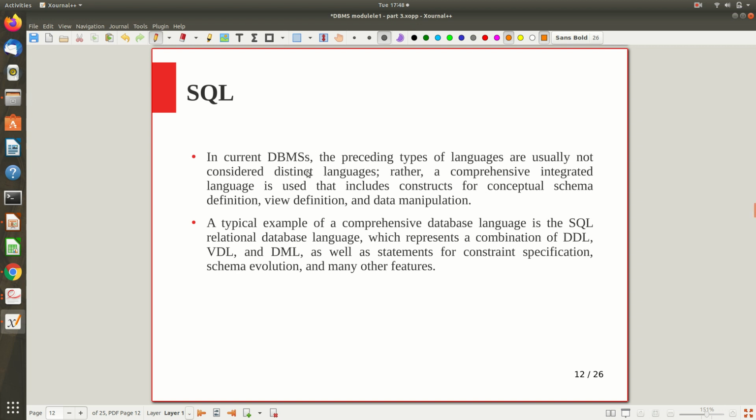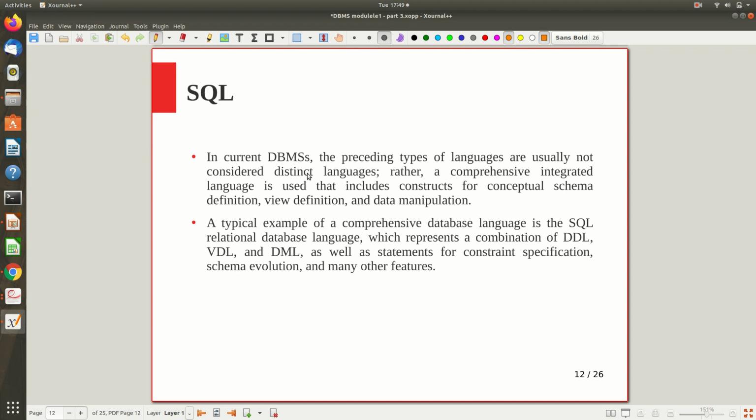So in the current database management system, the preceding types of languages are usually not considered distinct. We can think of them as distinct, like a view definition language, storage definition language, data definition language, data manipulation language. But in the practical case, there is some common language which can do all of them. Rather, a comprehensive integrated language is used that includes conceptual schema definition, view definition, and manipulation, everything. And of course, if you want, you can use the same for internal schema definition also. That is something missing, but sometimes it will be separated also.